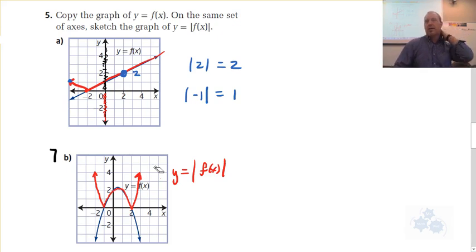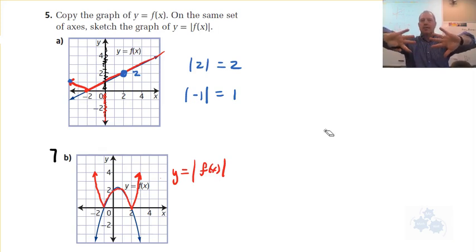Does everybody get that? From the graph shouldn't be that big of a deal. Just fold everything up. Everything that's underneath, fold it up. Just kind of take it, fold it right on the x-axis like a paper and just fold it up and then sketch the new graph. Okay.